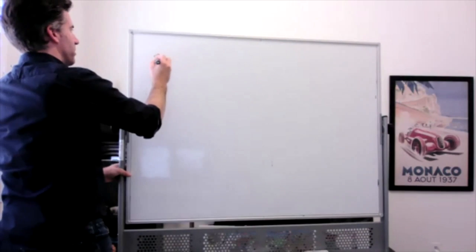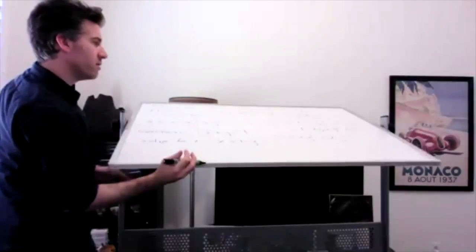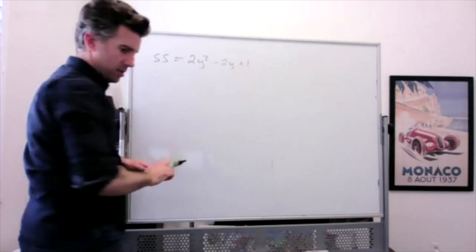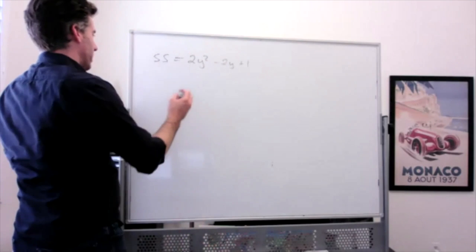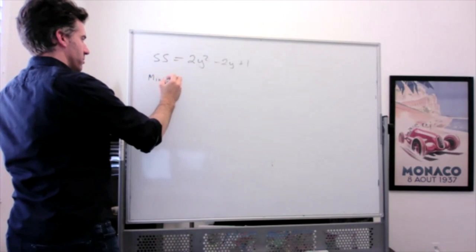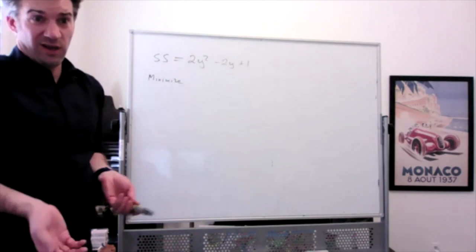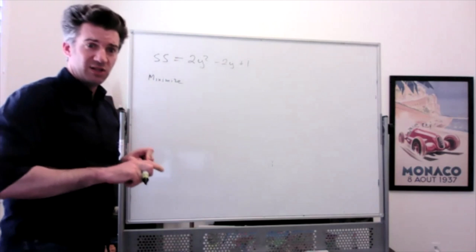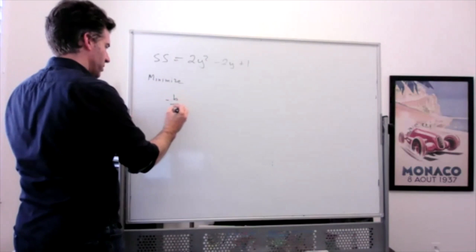So I've got that the sum of the squares is 2y squared, right? Minus 2y plus 1. All right, and I'm trying to minimize this. All right, so I'm trying to find the vertex of the parabola. And so this is where I feel like the notation can be a little confusing. I'm going to find the negative b over 2a.